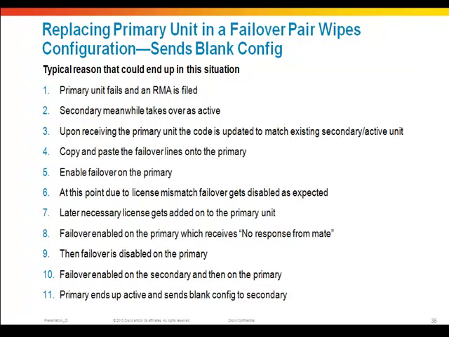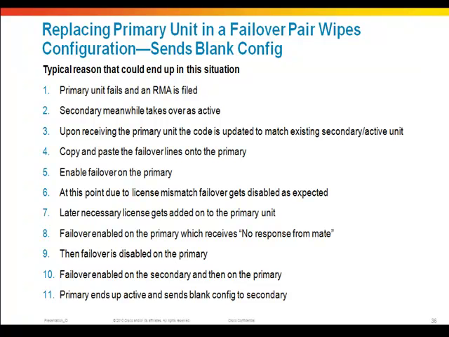So upon receiving the primary unit, they make sure to TFTP the correct code that's on the secondary unit, which is active, and then they copy and paste the failover lines that were on the primary, and they enable failover on the primary unit. Now, the only mistake that they made is they made sure the code is matching, but they did not make sure that the licensing features are the same between the two units. Because failover got enabled here at this point, due to license mismatch, failover gets disabled. Okay, so failover gets disabled, meaning no failover on the units.